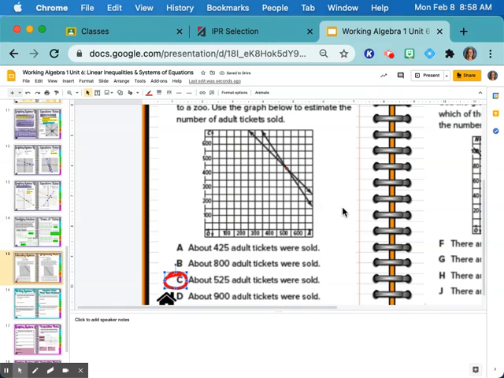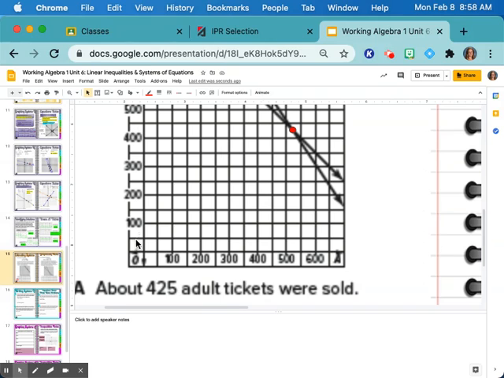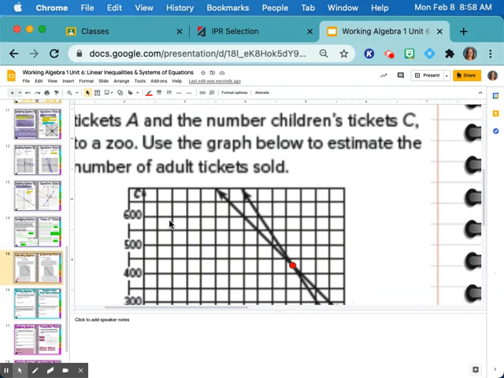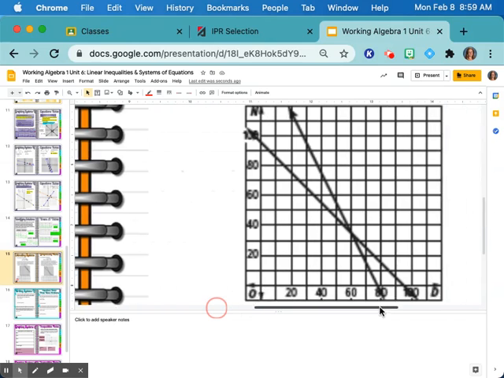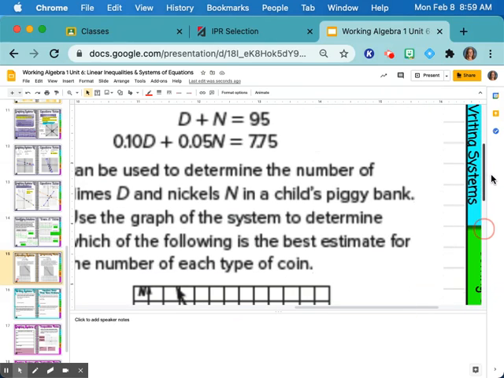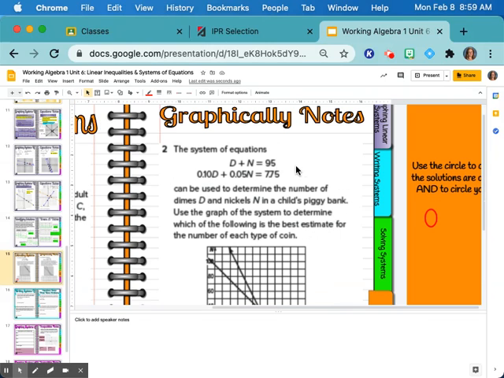What if they would have asked about children's tickets? Could we have found that? Yeah, let's look. You would look at the other axis, because see how this one's labeled C? You've got to pay attention to the labels. They asked for adult tickets, but C would be the children's tickets. So we would go up. Let's see. It's right here. So that looks about 425, yeah. So just pay attention to the labels. All right, let's go to the next one. I need to zoom out a little bit. All right, the system of equations D plus N equals 95.